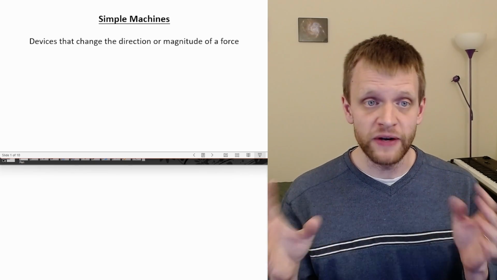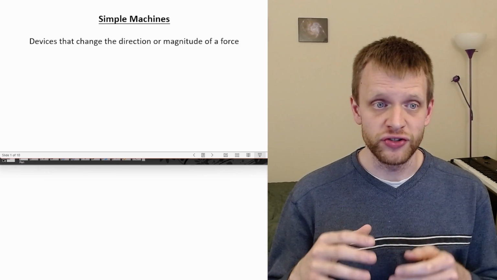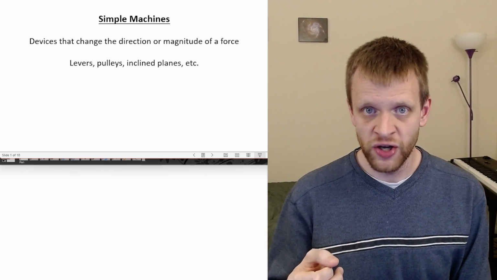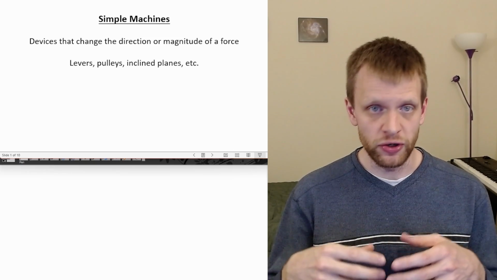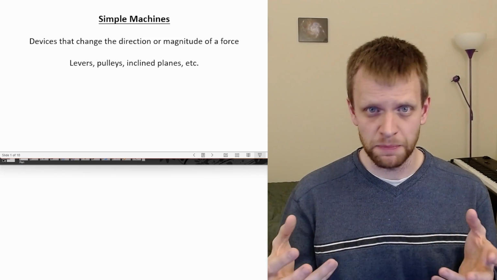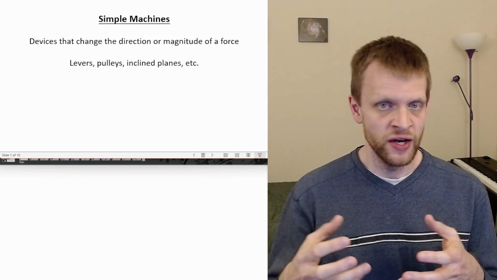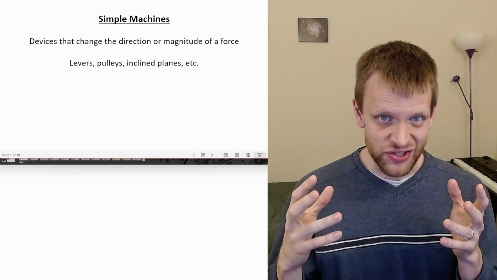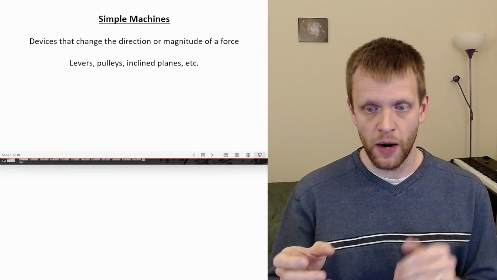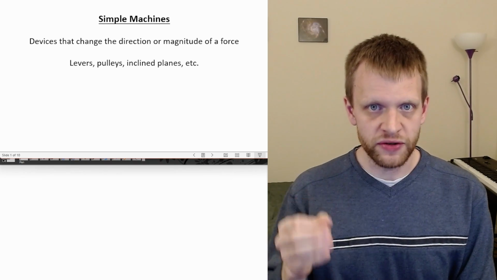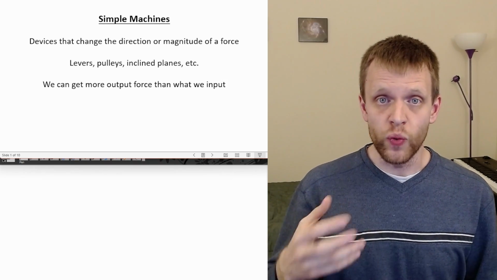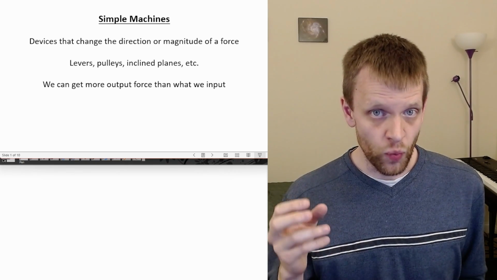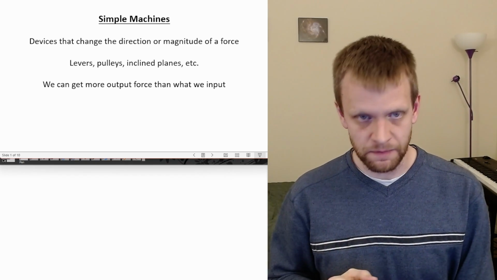So let's briefly talk about these simple machines. These are devices that can change the direction or the magnitude of a force. Some examples of simple machines are levers, pulleys, inclined planes, wedges, gears. There's a number of different kinds of simple machines that have these kind of similar properties. And one of their key properties is that, again, we can get more output force out of a system than what we input into that system.